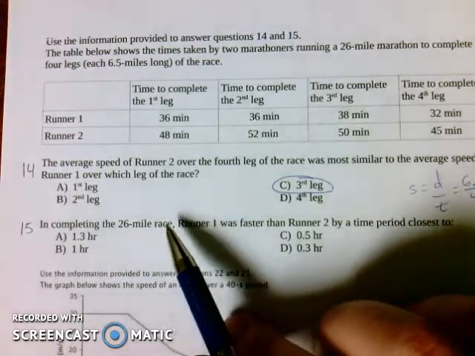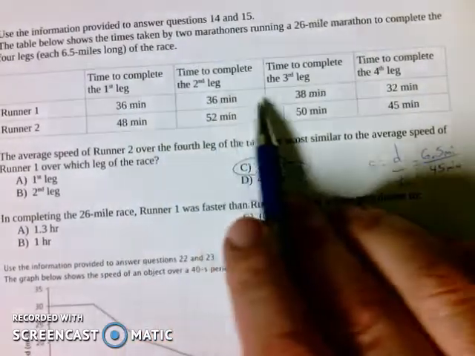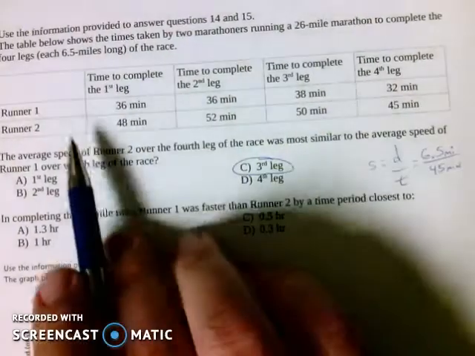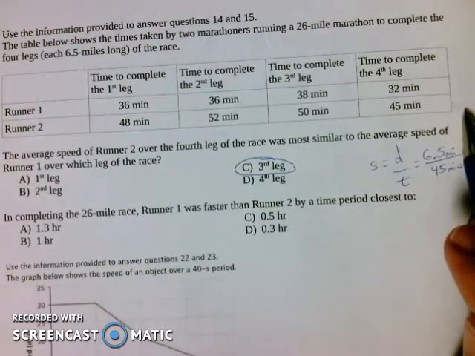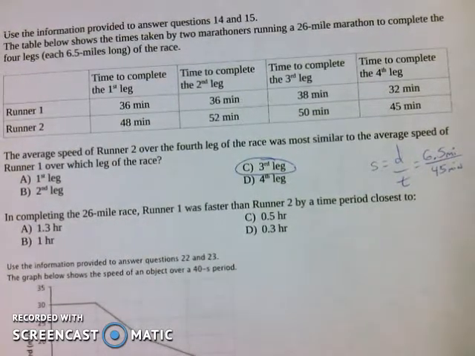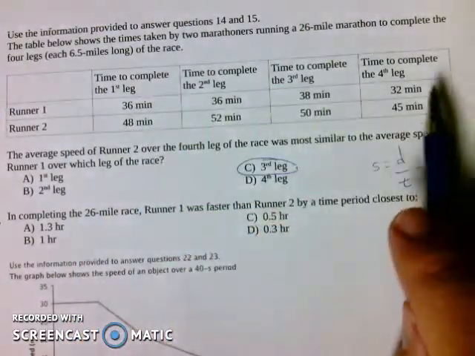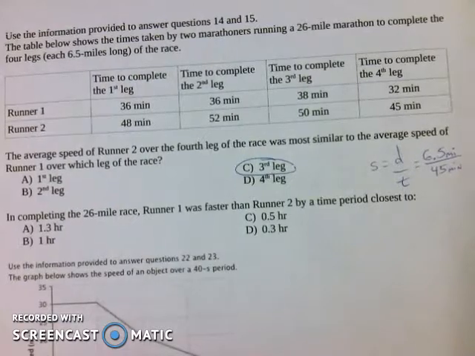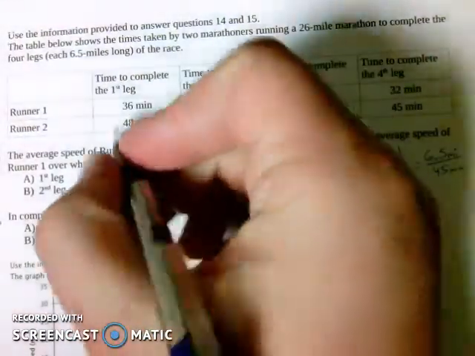Well, there's a couple different ways we could do this. One, we could add up runner 1's times, add up runner 2's times, and then subtract the totals. That's a good way to do it. Another way would be to subtract each time and then add up the differences. I'm going to choose the second way. It doesn't matter. 48 minus 36 is 12 minutes.